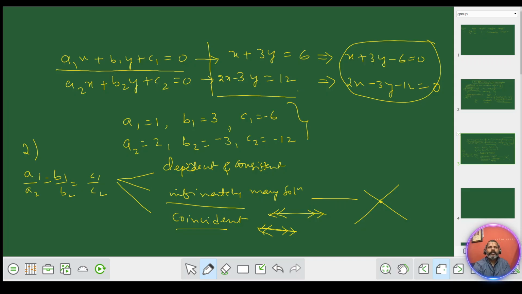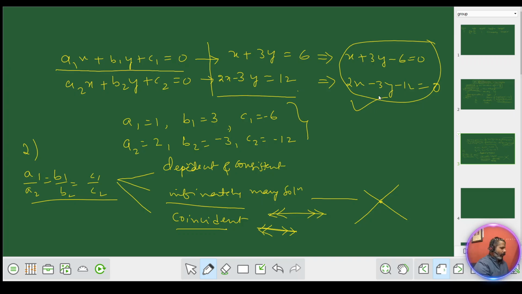Infinite solutions. So remember, when the ratios a1 by a2, b1 by b2, and c1 by c2 are all equal, they will have infinite solutions. The type of solutions will be dependent and consistent, and the lines are coincident. This example will not come here because we saw a1 by a2 not equal to b1 by b2, so they will have only one solution here.